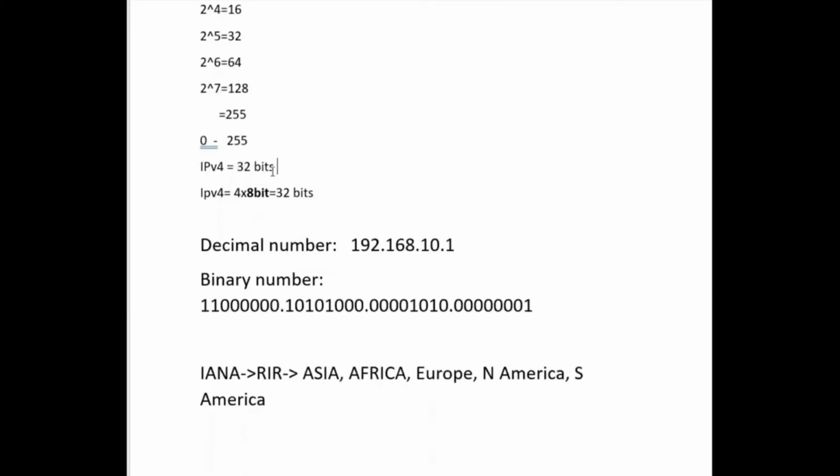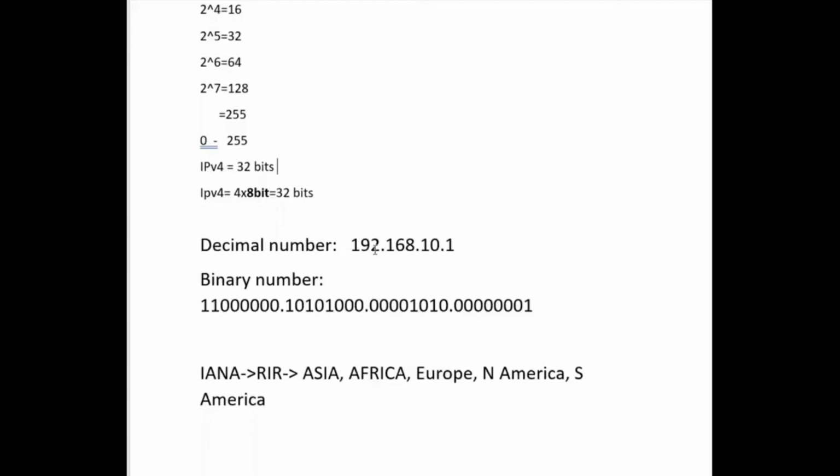So how do we write these addresses? We say 4 multiplied by 8 bits equals 32 bits. That means, let's say we have a decimal address 192.168.10.1. This is one of the addresses, but in this address we have 32 binary bits. For 192 we have 11000000, that's the binary. So how do we get the binary? It is important to understand binary, because if you understand binary, then you can understand the network bits, host bits, and all those things.